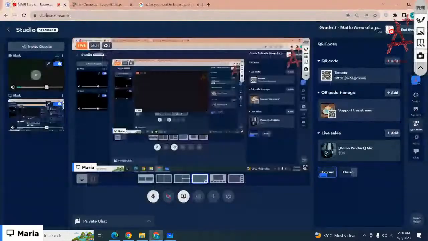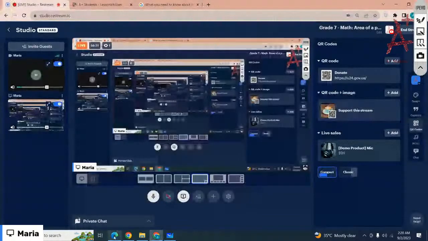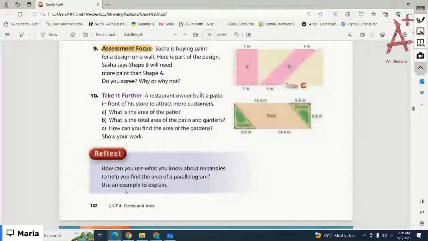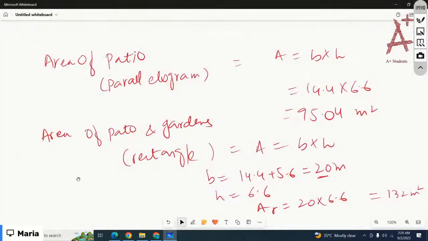Okay. Then for the C part, how can you find the area of the gardens? Show your work. Okay, you have to calculate the area of the gardens also. So you have the area of the complete shape, the rectangular shape, and the area of the parallelogram. So you have to subtract the area of the parallelogram out of the area of the rectangle. You will get the area of the two gardens, right?